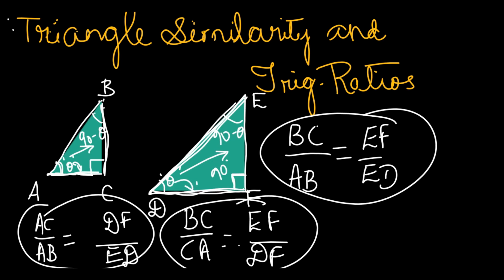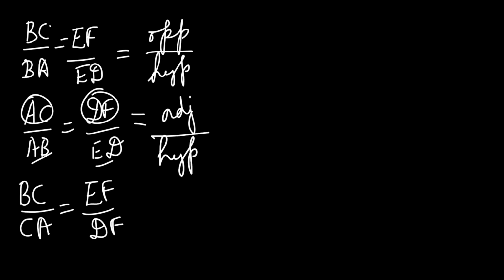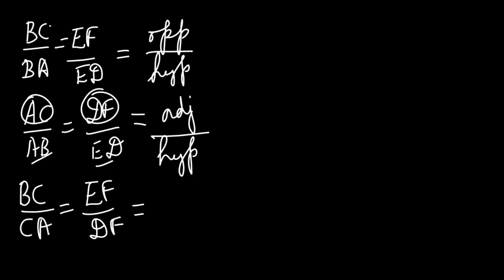DF is adjacent and DE is the hypotenuse. So we can write here as adjacent side. These two are adjacent sides, and these two are hypotenuse. Next, what about BC and EF? BC is the opposite side, EF is the opposite side. So we can write the numerator as opposite.